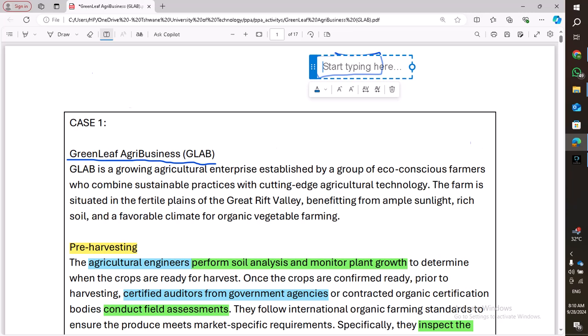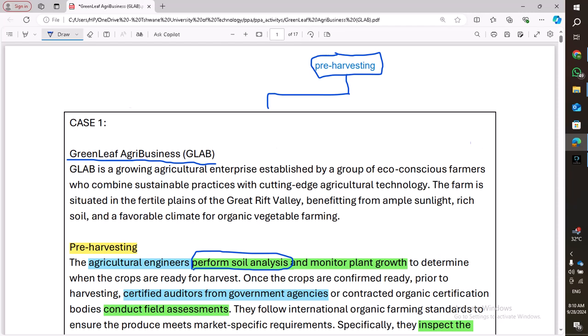On the top we find the pre-harvesting. This is the big function. I can say pre-harvesting system, but I will just say pre-harvesting. And then number 2, we break it down into smaller pieces. What is happening? The first verb to be found is that they perform a soil analysis. I'll put it here.